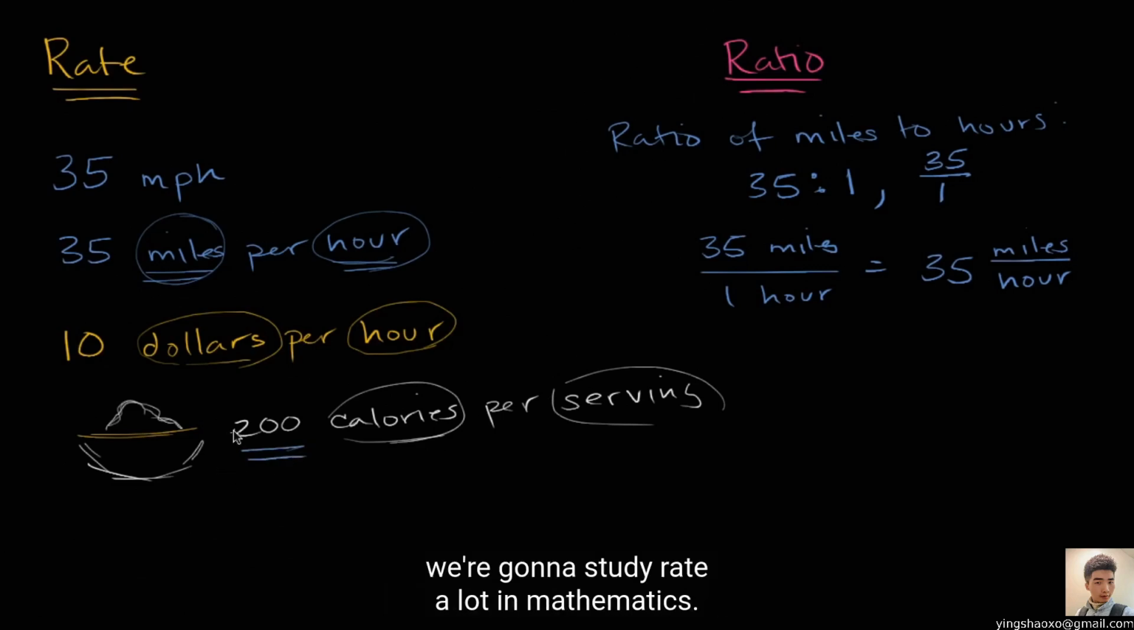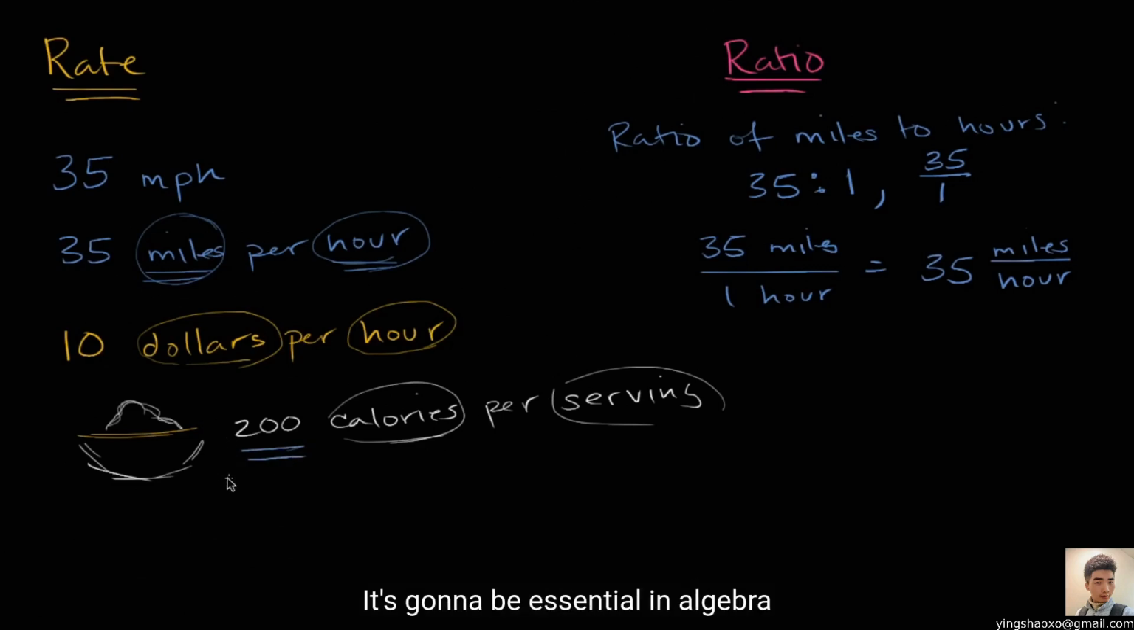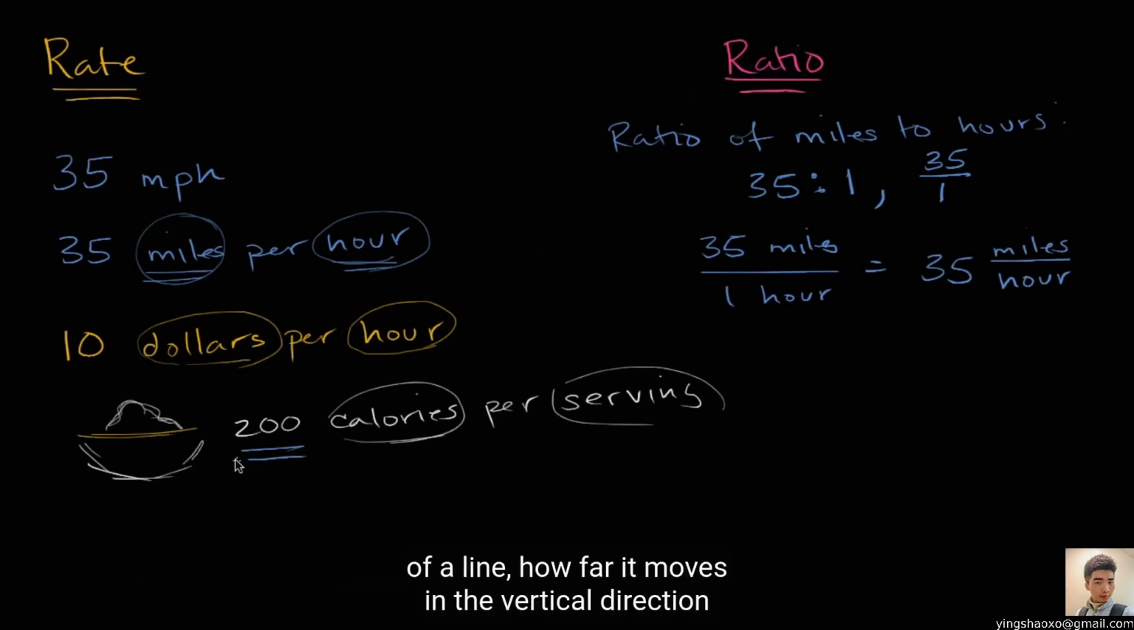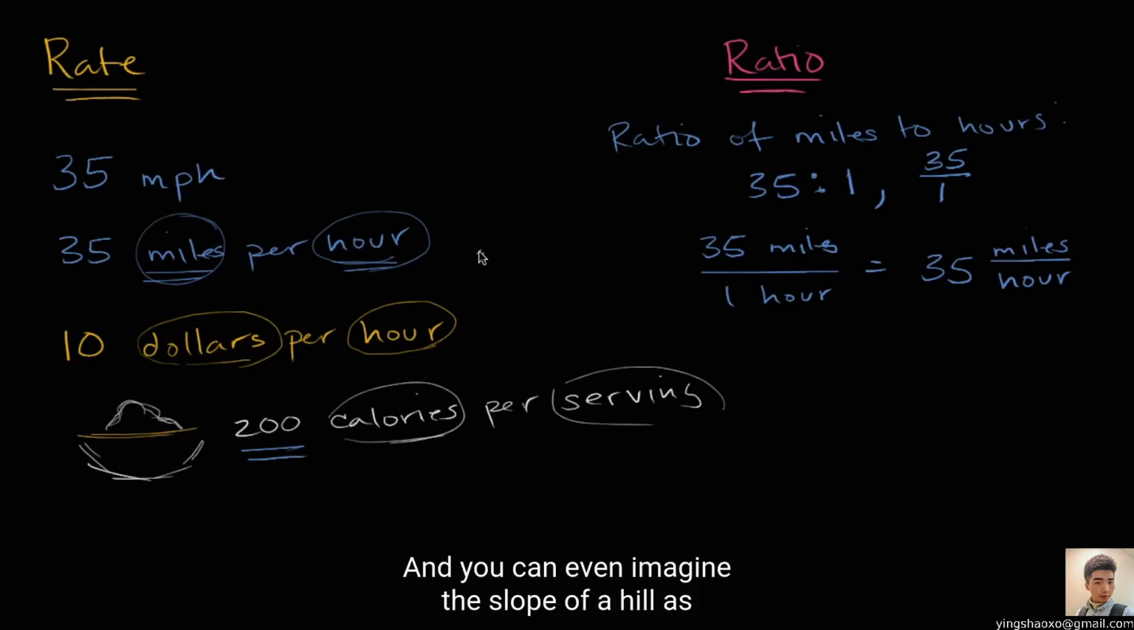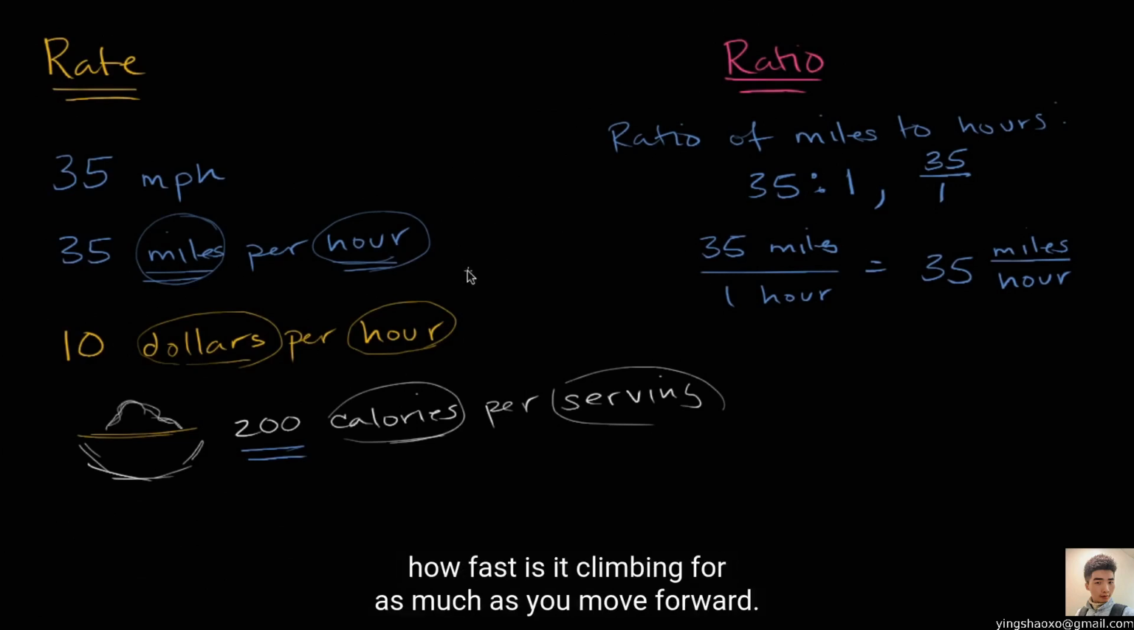And when we study rate, we're going to study rate a lot in mathematics. It's going to be essential in algebra when we look at the rate of change of a line, how far it moves in the vertical direction relative to the horizontal direction. We're going to call that slope. And you could even imagine the slope of a hill is kind of how fast it is climbing for as much as you move forward.